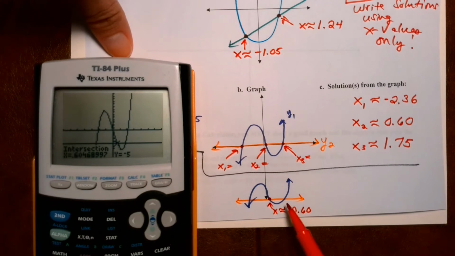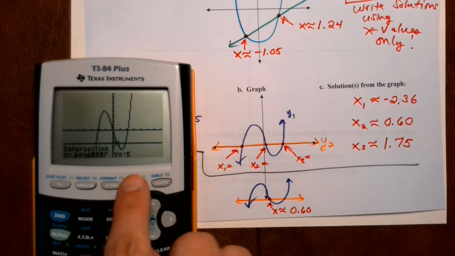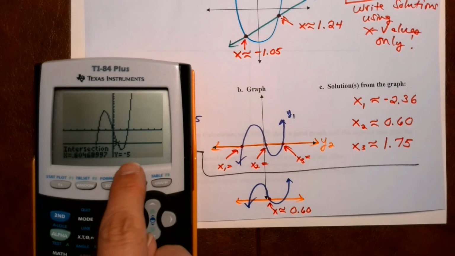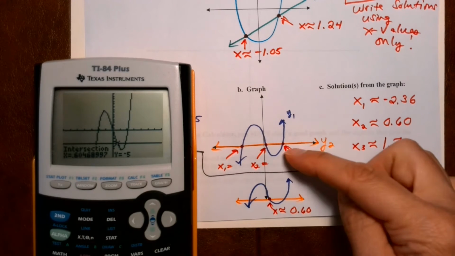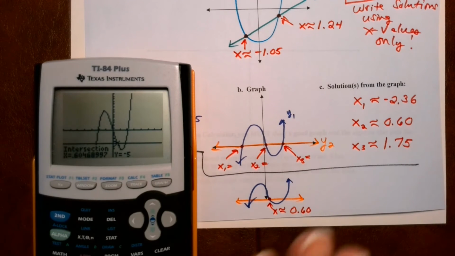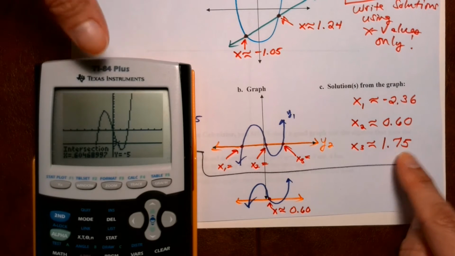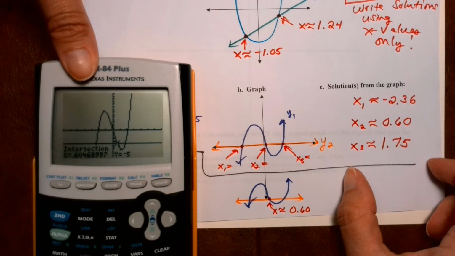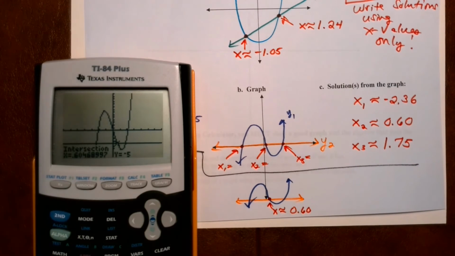So are the solutions coming out the same if you rearrange the equation? Yeah, the solutions are the same. The difference is now the y value is different. The y values here were 0, the y values here were -5, but again, we don't state y values. What kind of answers do we use when we state our solutions? We only look at the x values.